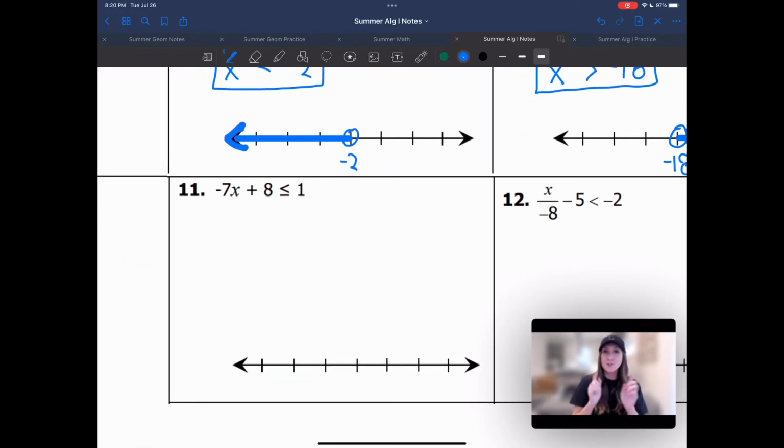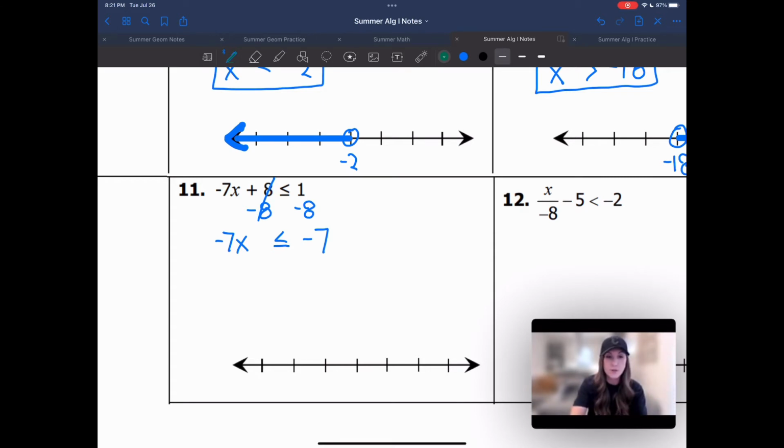Okay, this one, I do think something weird is going to happen, so I'll get to show you this whole flipping the sign thing on this one. All right, so first up, we're going to subtract the 8 from both sides. Those will cancel, bring down -7x is less than or equal to 1 minus 8, that's going to give me -7. Okay, and then this is the weird part.